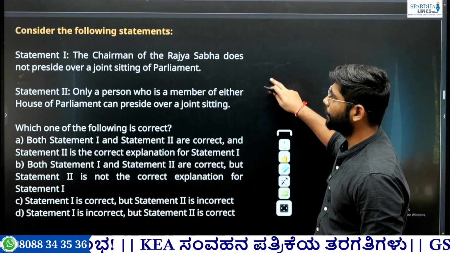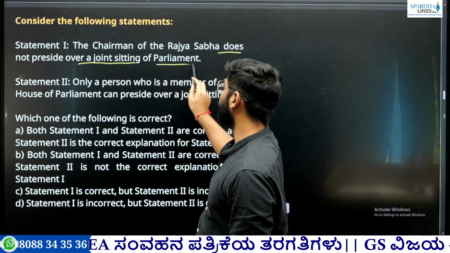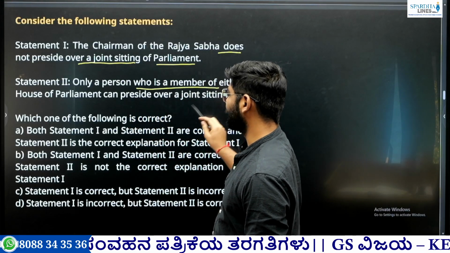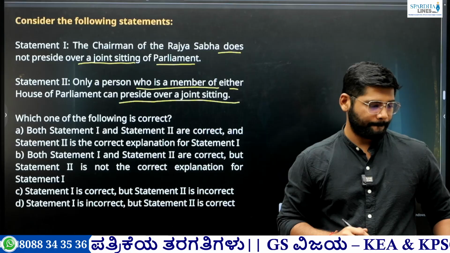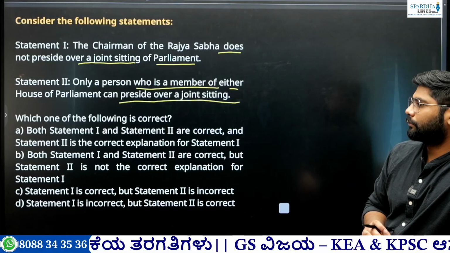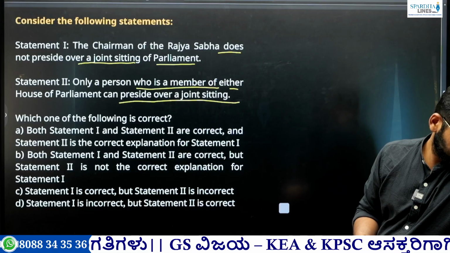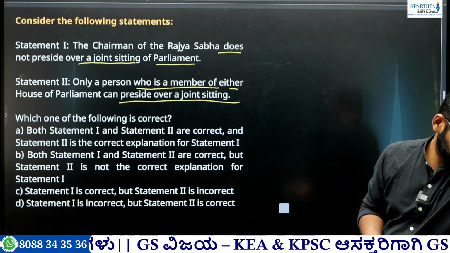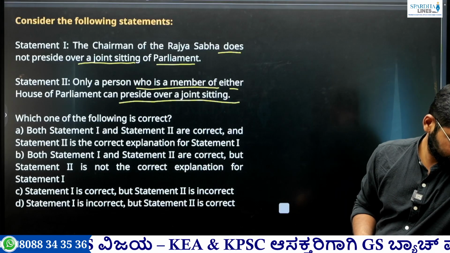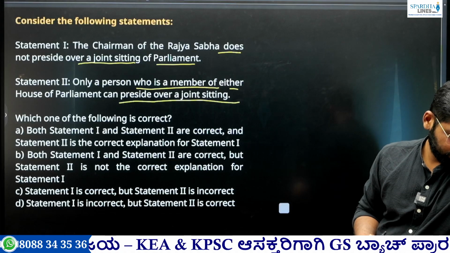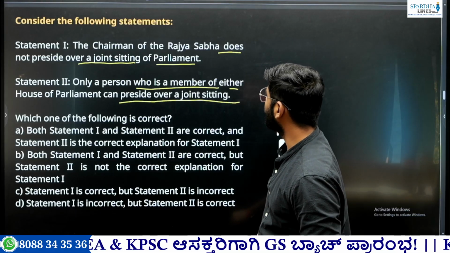Then next, there is one assertion reasoning question. Statement 1 says that the Chairman of Rajya Sabha does not preside over the joint sitting of Parliament. Statement 2: only a person who is a member of either house of Parliament can preside over the joint sitting. It is quite a tricky question, but let me know which one is correct here.